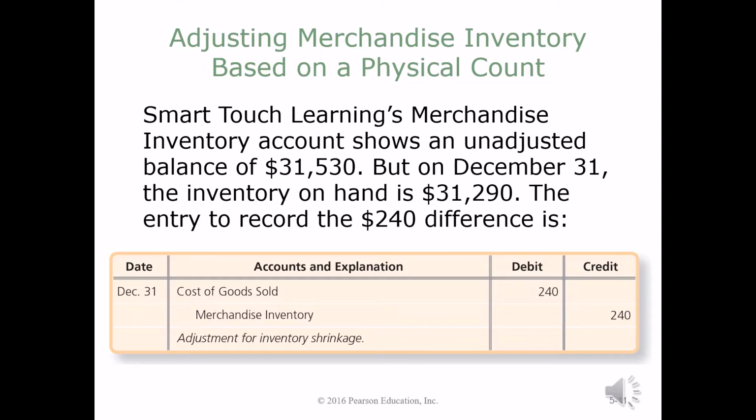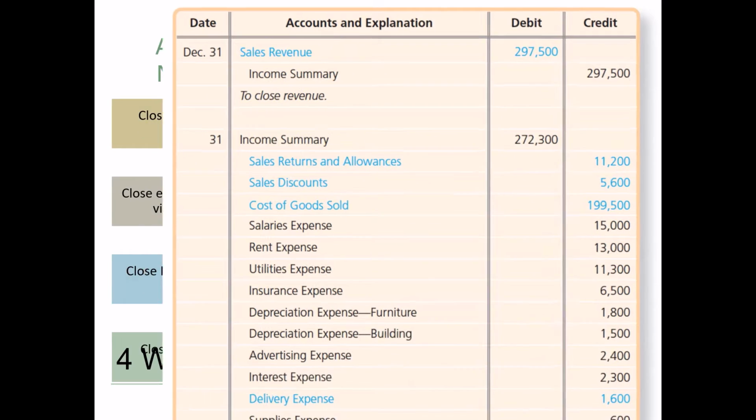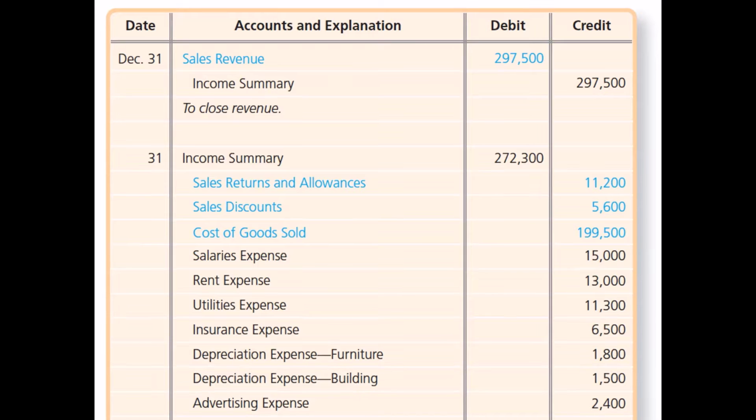Remember, the process of closing the books is to close revenue first into the income summary account, and then to close expenses also into the income summary account. Third, we close the income summary account into the capital account. And finally, we close the withdrawals into the capital account. You should be pretty comfortable with these closing journal entries, but there are a few changes highlighted in blue.